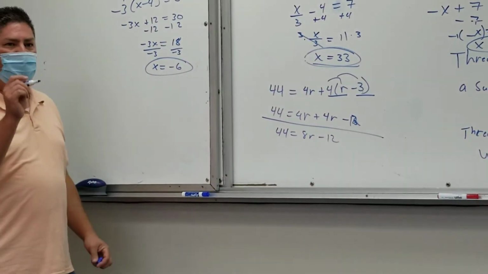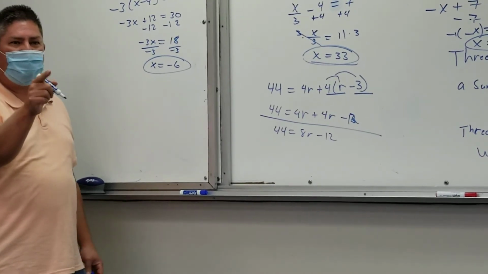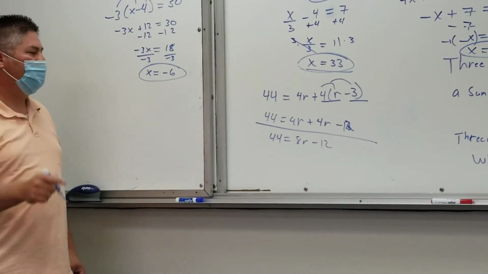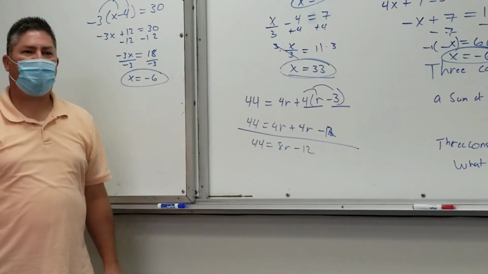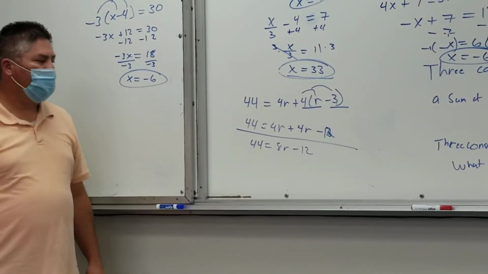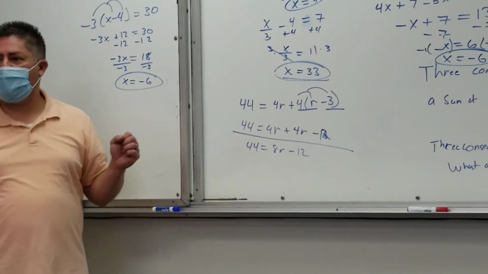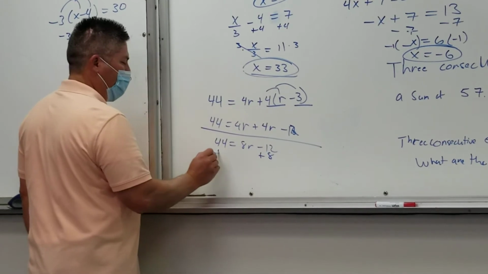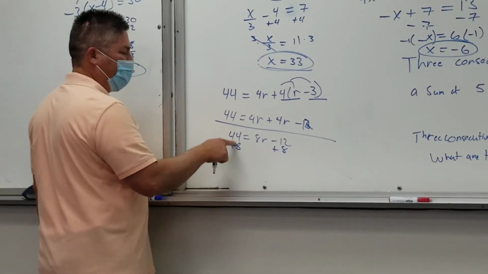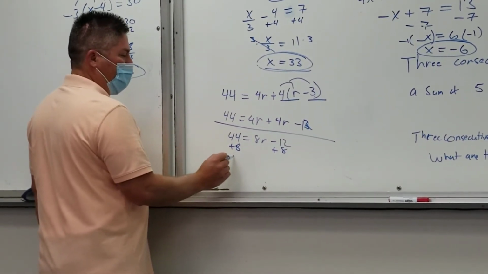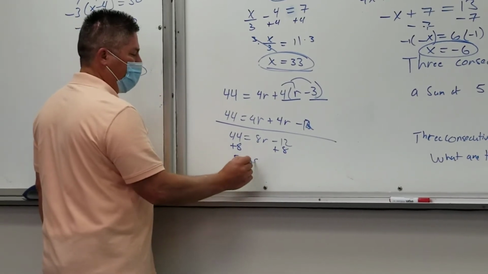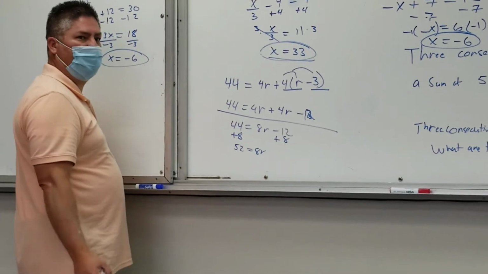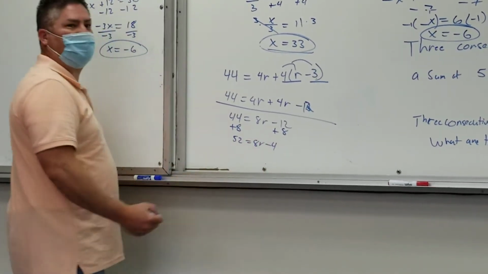Now what? Brayley, what should I do to get the R by itself? I need to add 8? Okay, so should I add 8? Sure. Let's add 8. What's 8 plus 44? 52. 52 equals 8R. And then what's -12 plus 8? -4. Well, that's nice, but did it get us very far?